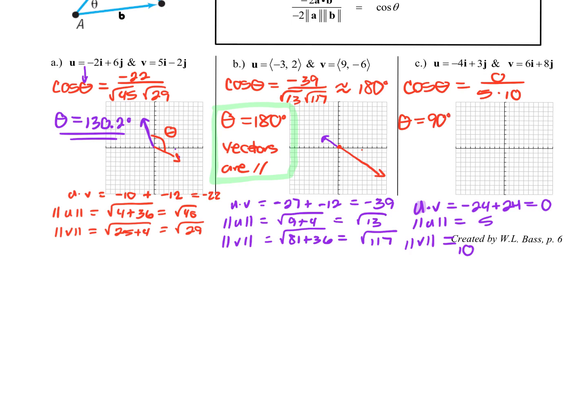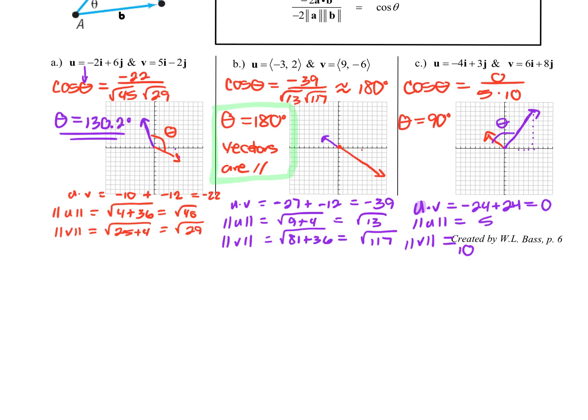So again, let's graph these. If I graph my first vector, negative 4, up 3. And then I'm going to graph my second vector. I'm going to go over 6, up 8. I have a hard time seeing these. 1, 2, 3, 4, 5, 6. And then I'm going to go up 8. I might be off just slightly. I feel like I'm off on one of these. Okay, we're trying to find this angle.